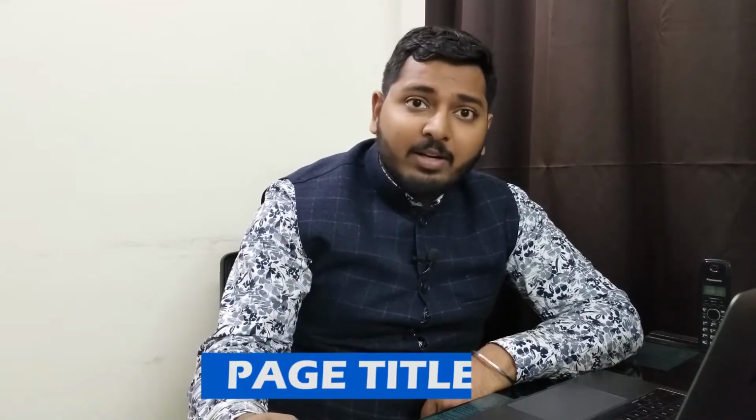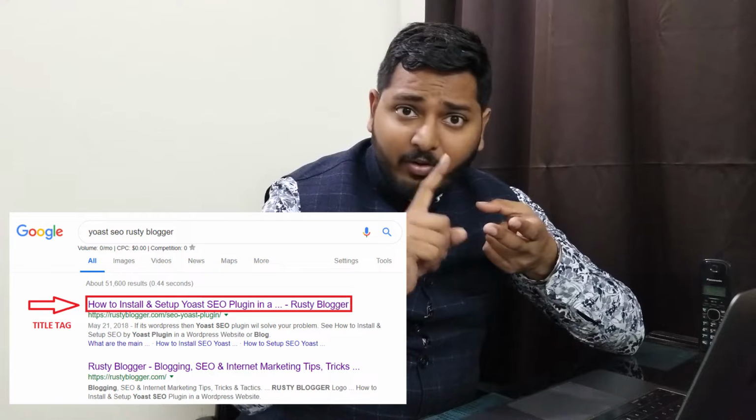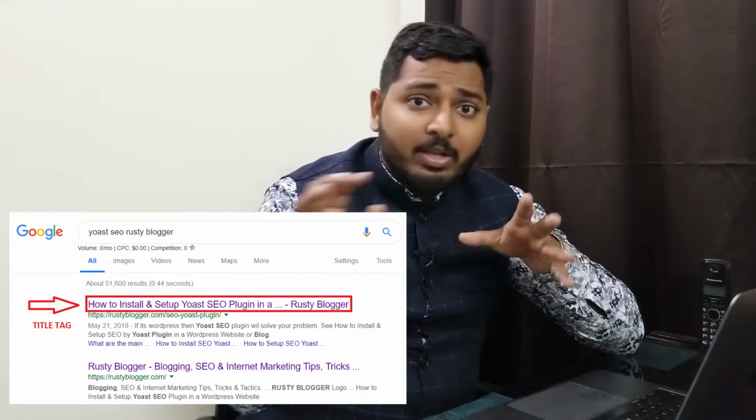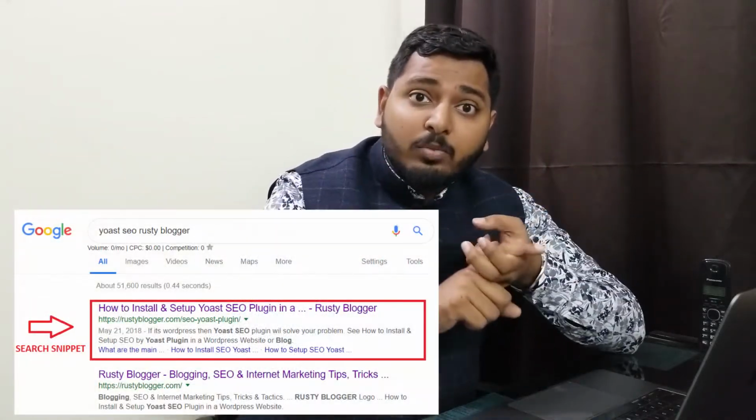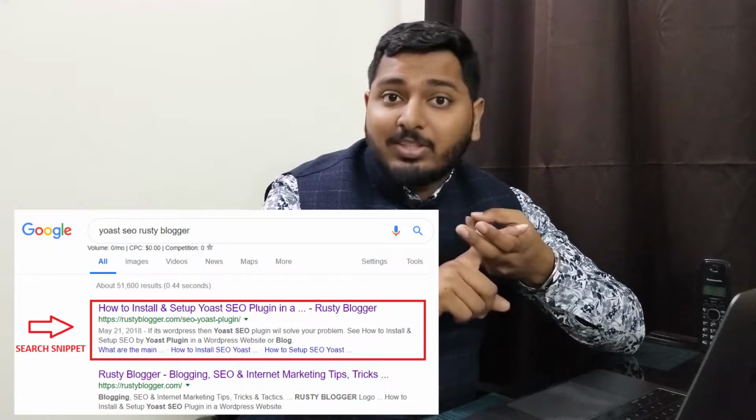So let's move to another important on-page factor, which is page title and meta description. We know that it is one of the major ranking factors. Our page title should contain our keyword and it should be under 70 characters, 60 to 70 characters. 60 is ideal, and we can stretch it up to 70 characters. And it should be meaningful and attractive, as it has to be shown in search engine snippets.